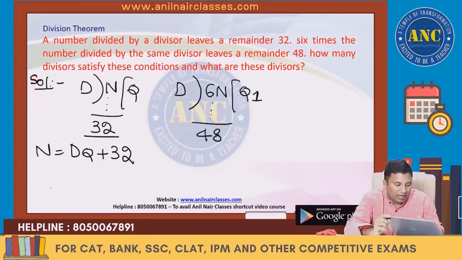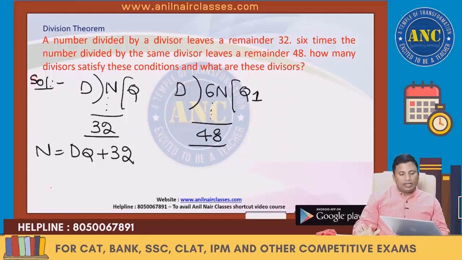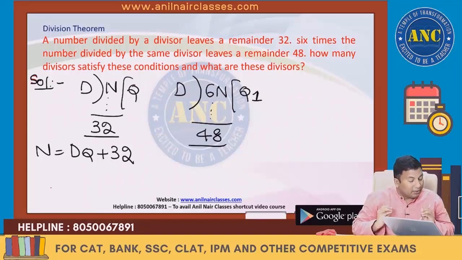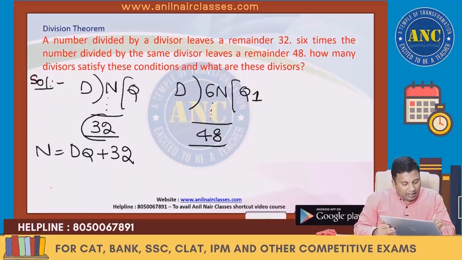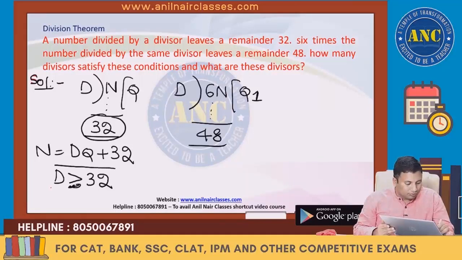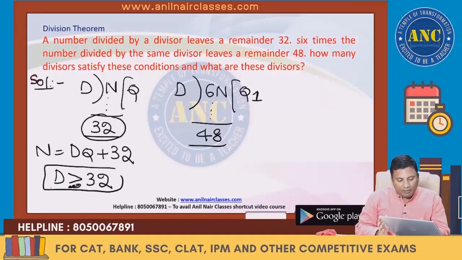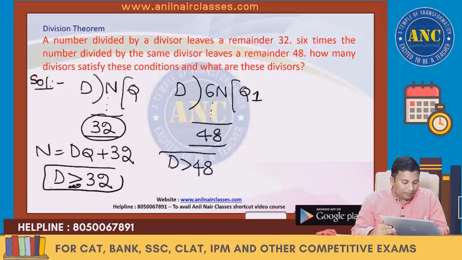It leaves a remainder 48. At the beginning of the division theorem, I discussed a logic. If you are getting a remainder 32, the divisor value should be greater than 32. Are you with me? If I am getting a remainder 48, 49 can give remainder 48. 47 cannot give remainder 48. 48 cannot give remainder 48. So from this, the d value is greater than 48.